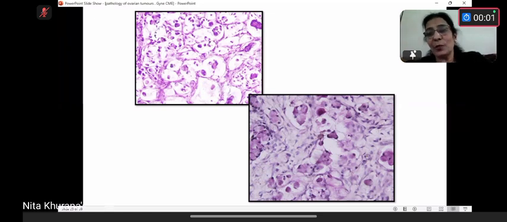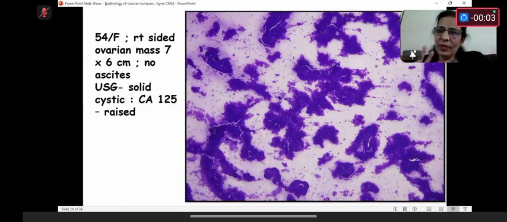So this could be a mucinous tumor, but of the origin from there. Just a couple of cases which I will show you. This patient had no ascites but a 7 into 6 centimeter mass, and CA125 was raised. And this was the crush smears which we prepared from the tissue which was provided to us, and this showed to be a mucinous cystadenocarcinoma.